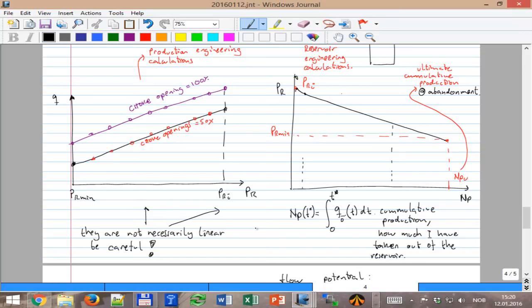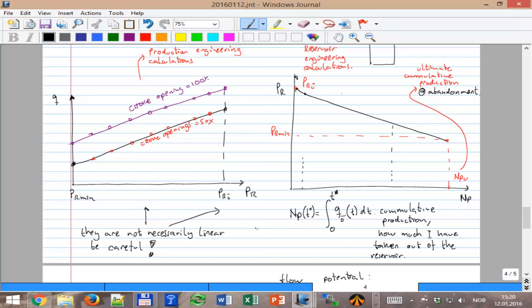Now you change department, you walk down the hall to the reservoir engineering department, and you ask them, how is this pressure going to change with time? Remember, they run simulations with time. We want to take time out of the picture, because if we produce a lot, the pressure is going to go down very quickly, and if we produce a little bit, it's going to go down slowly. So we want a number that really takes time out of the equation. And this is the cumulative production.